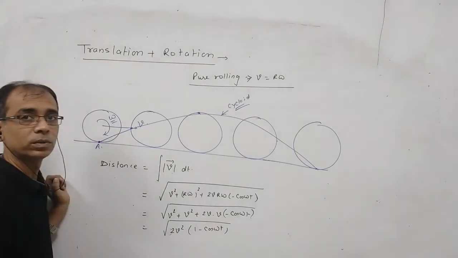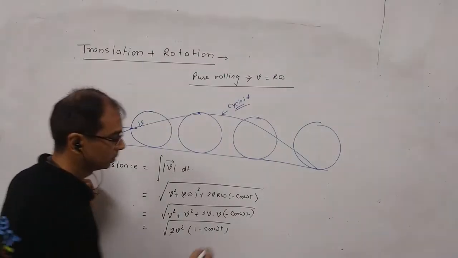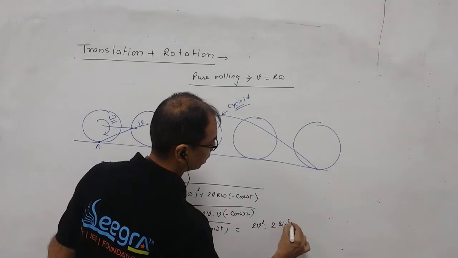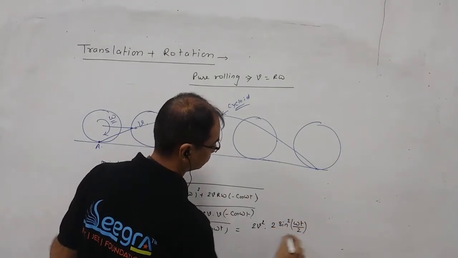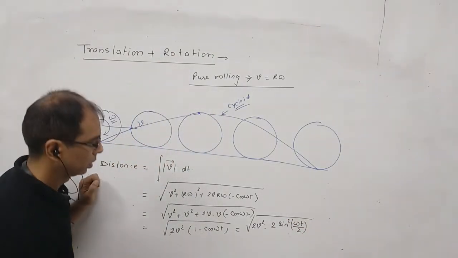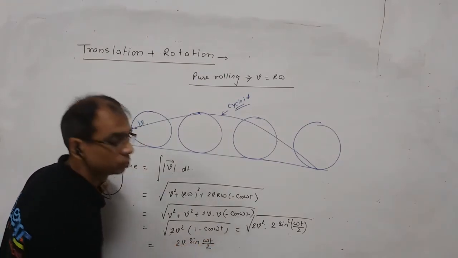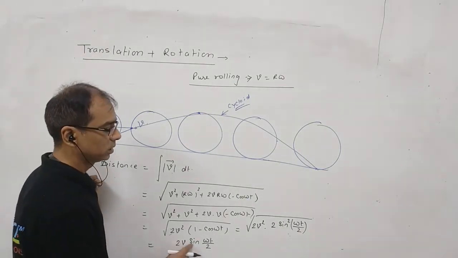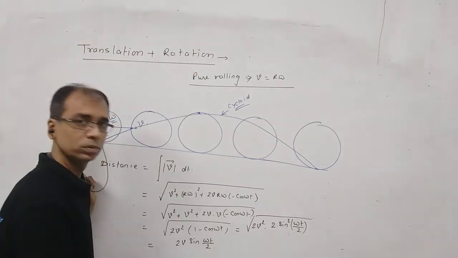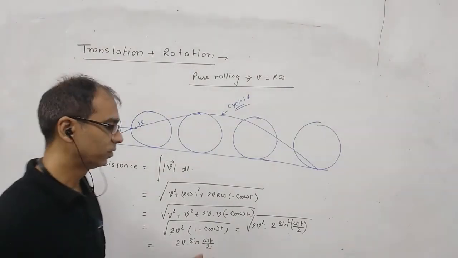Cos omega t I can write as 1 minus 2 sin square omega t by 2. So that means this entire thing is 2 sin square omega t by 2. So 2V square into 2 sin square omega t by 2. Have I written correct? So what we are getting? 2V sin omega t by 2, under the root. Can I cancel the 2 and 2? No, we can't cancel that, because this is half of the angle.